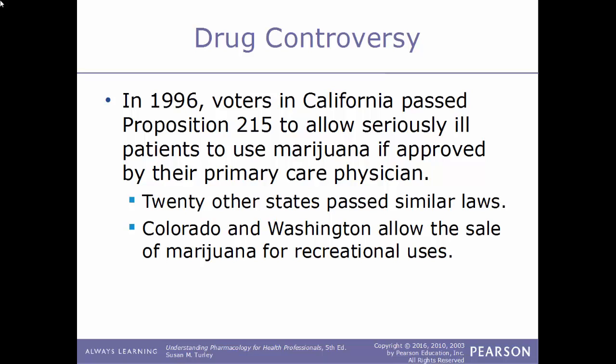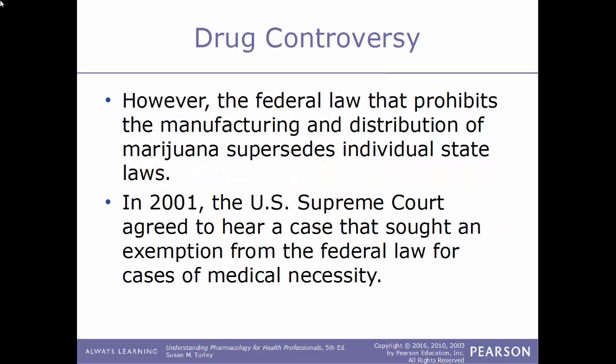And since then, 20 other states have passed similar laws. And also, the states of Washington and Colorado have recently passed laws that would allow the sales of marijuana for recreational use, not just medicinal use, but for recreational use. However, the federal law that prohibits the manufacturing and distribution of marijuana supersedes individual state laws.